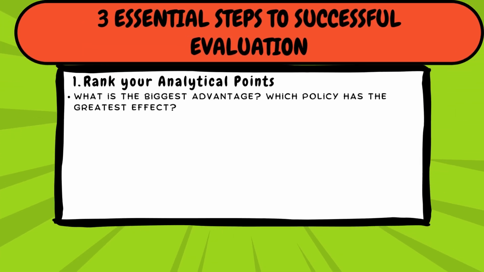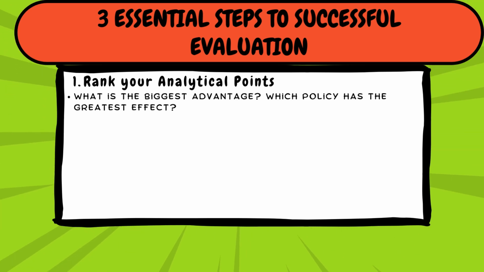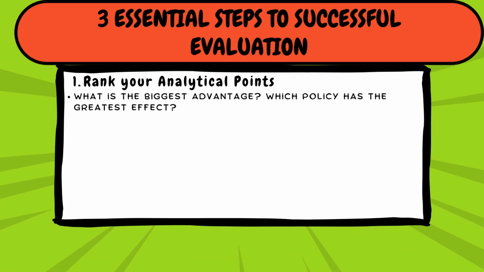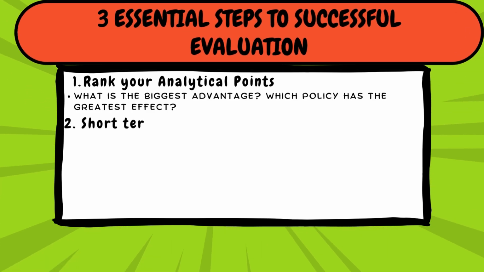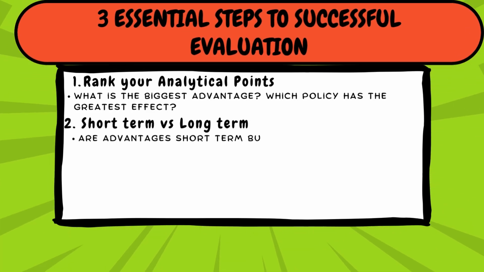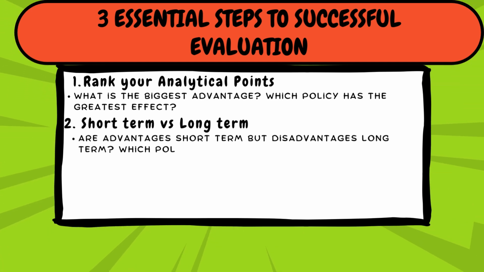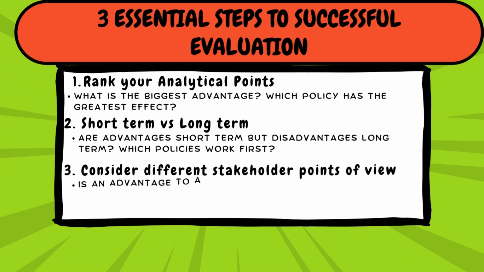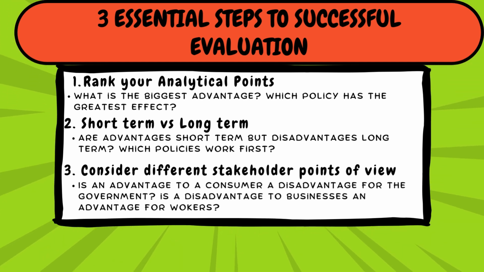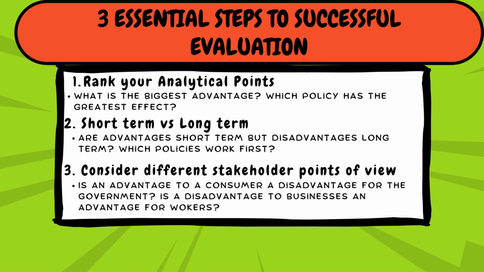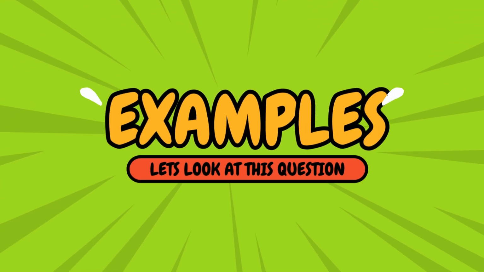Number 1, rank your analytical points. Which has the greatest effect? What is the biggest advantage, for example? Number 2, consider the short term versus the long term. Does an advantage in the short term become a disadvantage in the long term? And explain this. Number 3, talk about the effects on different stakeholders. Is an advantage to a consumer a disadvantage to government, for example? Now you have the idea, let's look at some examples.